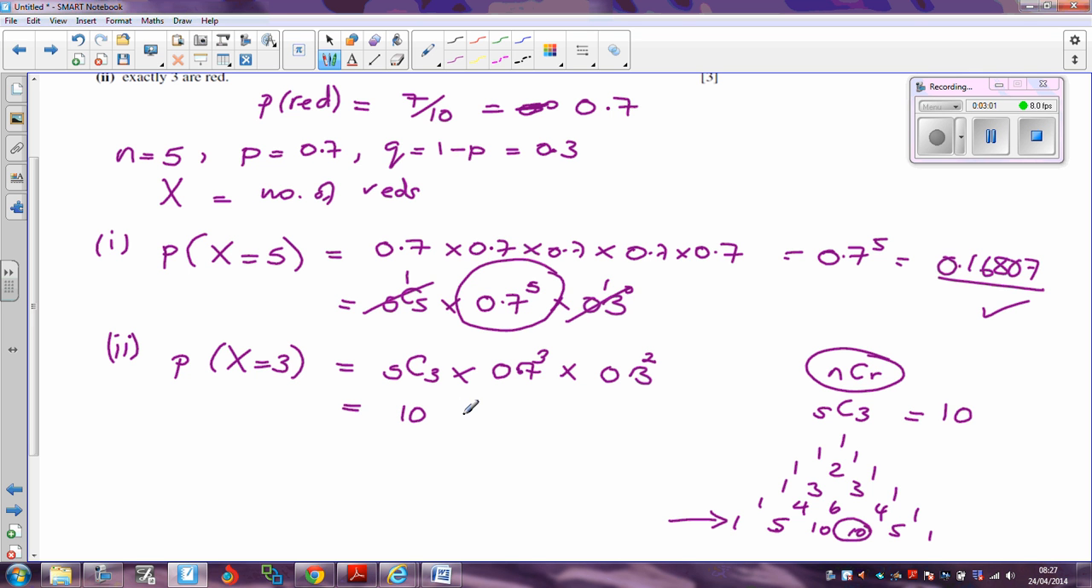So I'm going to do 10 times 0.7 cubed times 0.3 squared, and that comes out as 0.3087.